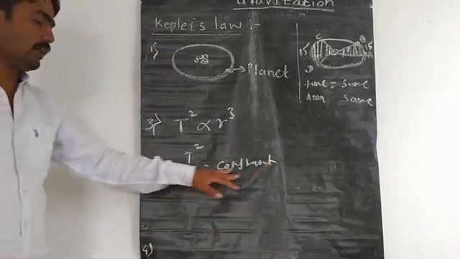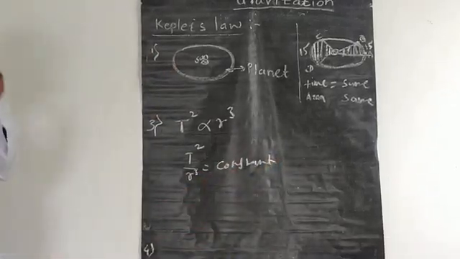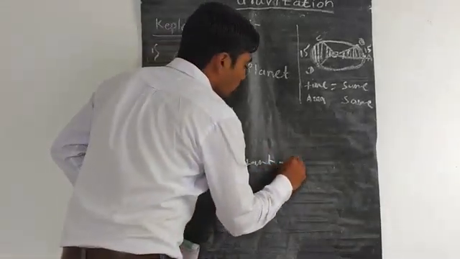That is, T square upon R cube is equal to a constant, which we can assume as K.